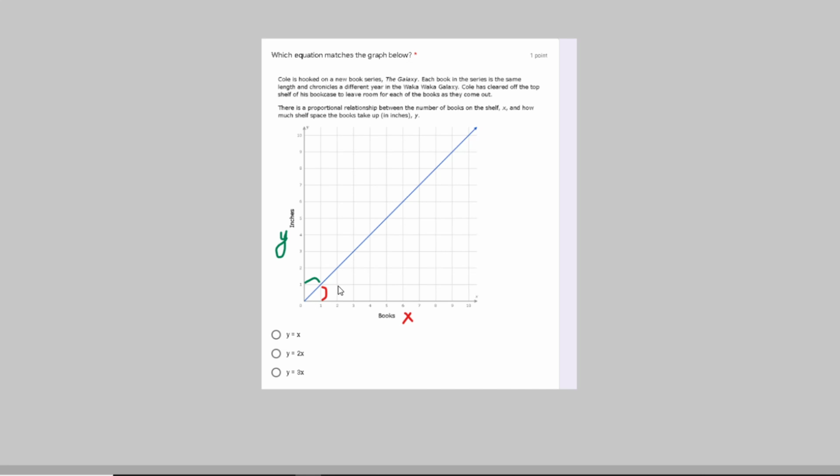So let's try this out again. What about if we have 2 inches of shelf space? That means there are 2 books. So it looks like there's 1 inch per book, so however many inches are being taken up on the shelf space is the same as how many books there are. That means however many books there are is how many inches of shelf space are taken up. So X is equal to Y.